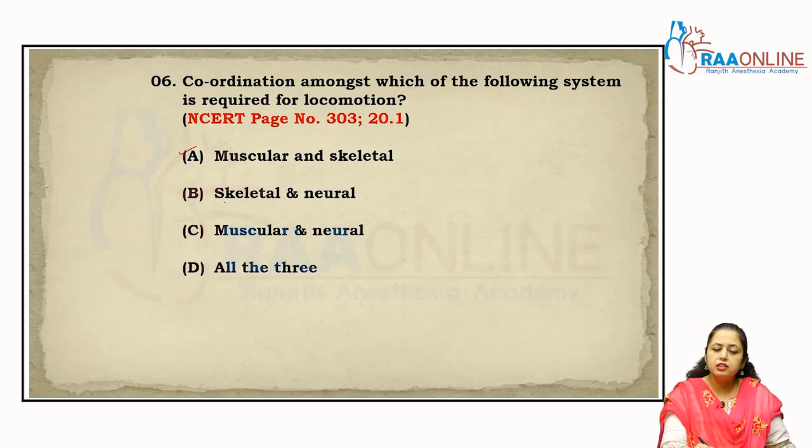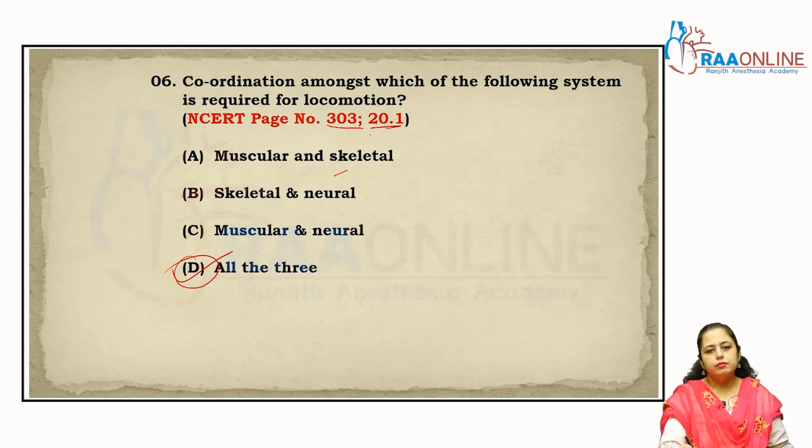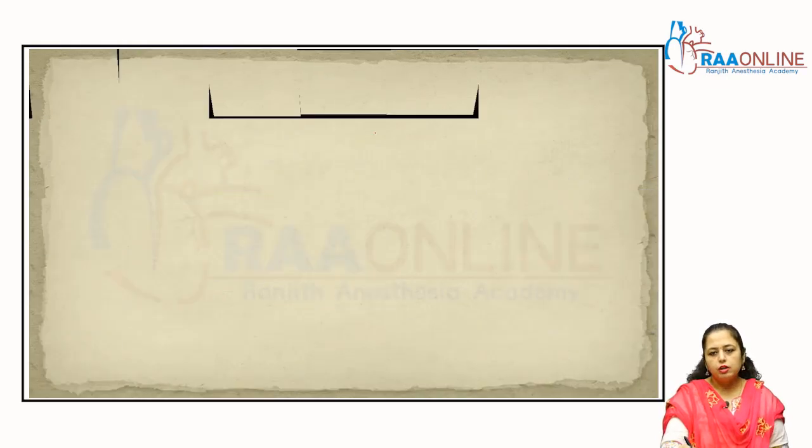So skeletal, muscular and neural, all three are responsible for locomotion. Skeletal and neural, correct. Muscular and neural, correct. So the answer is D, all of the above. Clear? And it is given in NCERT page number 303. Now come to the next one.